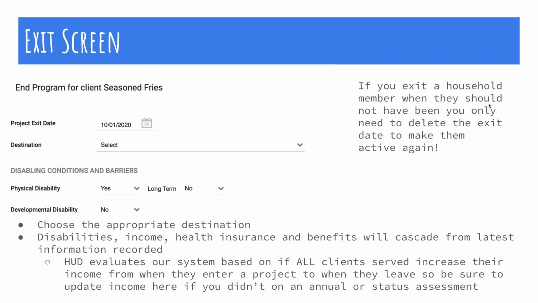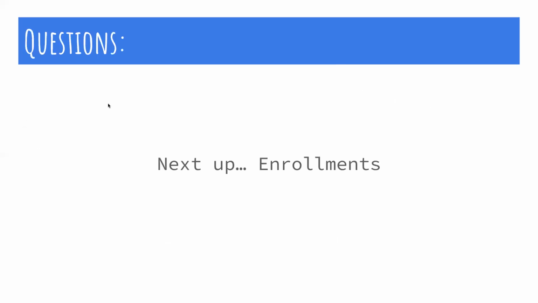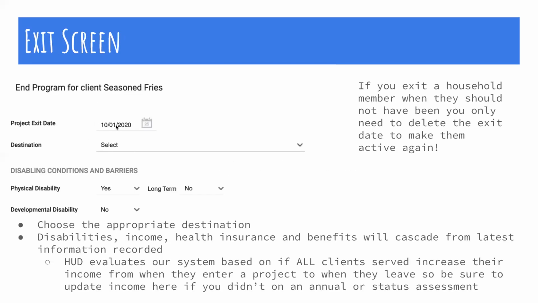So if you exit a household member when they shouldn't have been, so you did it by accident, what you can do is go back to this exit screen, click on this date, and just delete it. And then it would make them open again. So just by deleting the date on the exit screen, you'll be able to keep that enrollment going. Does that make sense? Yeah, okay.